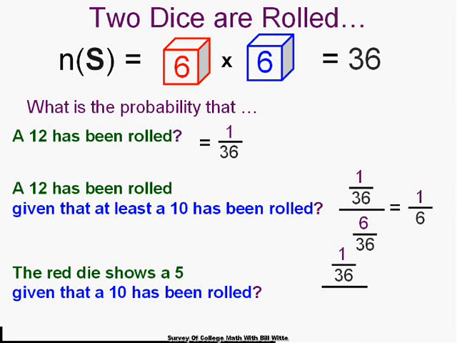Okay, what is the probability that a 10 has been rolled, period? How many ways are there to get a 10? Well, there's 3 ways to get a 10: 5 and 5, 4 and 6, and 6 and 4. So the probability of getting a 10 is 3 out of 36. So the conditional probability that the red die shows a 5, given that a 10 has been rolled, if we reduce, is going to be 1 out of 3. That's the way we do conditional probability.